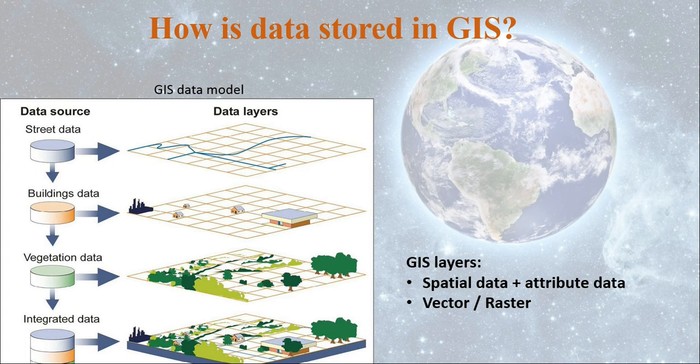These layers are integrated using explicit locations on the Earth's surface. If these layers don't contain geospatial data, they cannot relate to each other. Thus, the geographic location is the organizing principle here. Layers may be presented in two ways: in vector format as points, lines, and polygons, or in raster or image format as pixels.